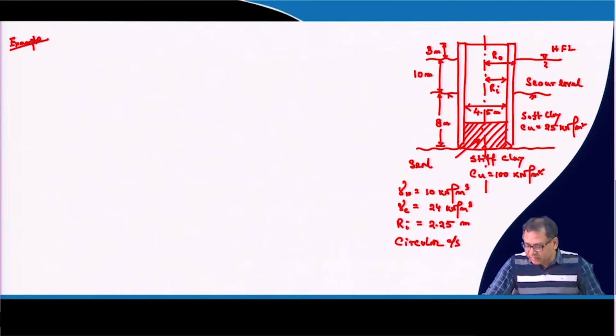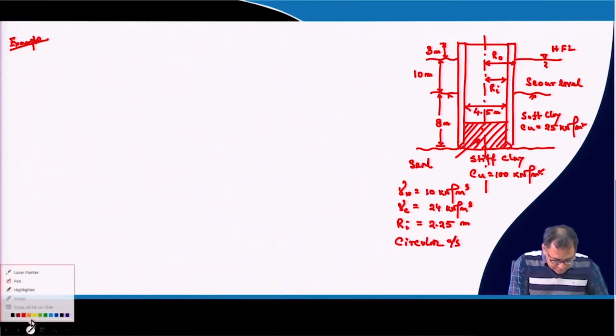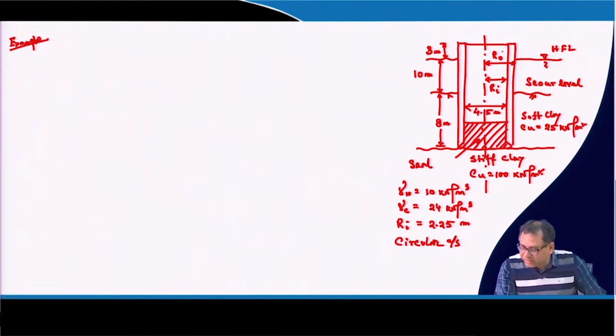The inside radius is given as 2.25 meter, and we have to determine what would be the required thickness of that seal. So, the outside radius is also known, and that is R0 equal to 3 meter.